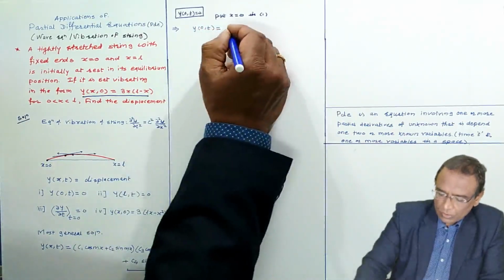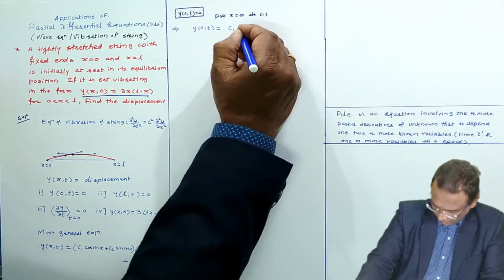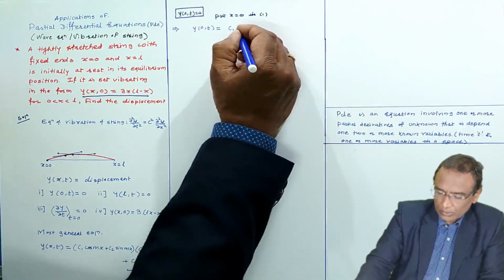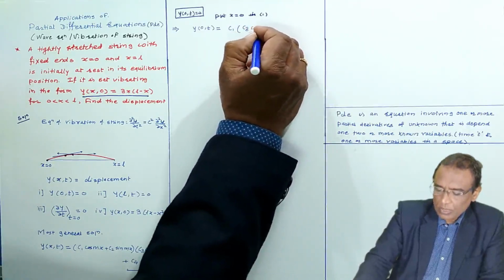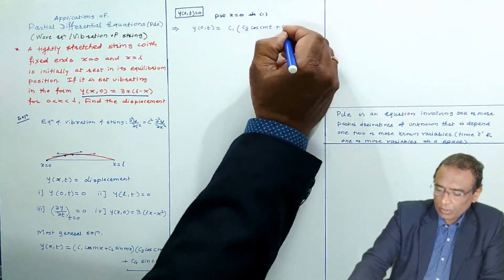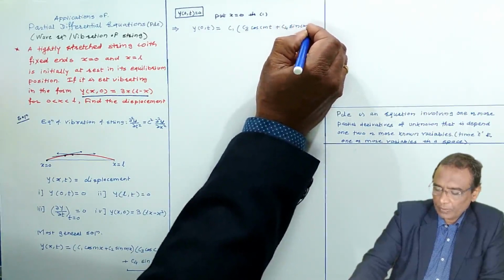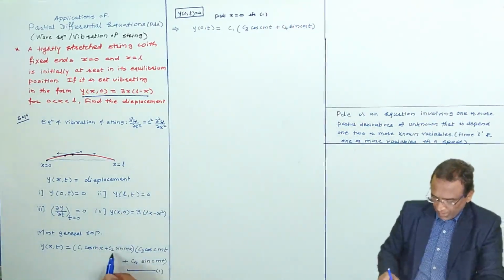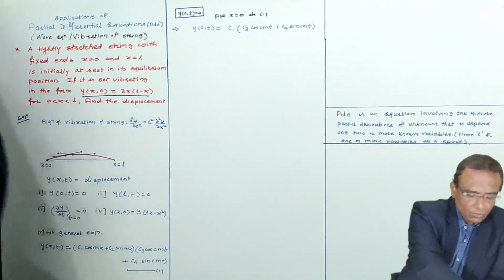C1 cos 0. Cos 0 is 1. C2 sin 0. Sin 0 is 0. C3 cos cmt plus C4 sin cmt. Okay, once again, I am putting x equal to 0. Here sin 0 is 0.